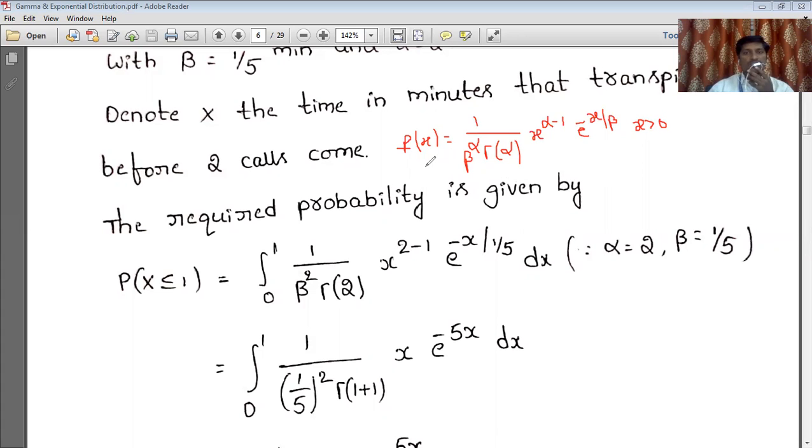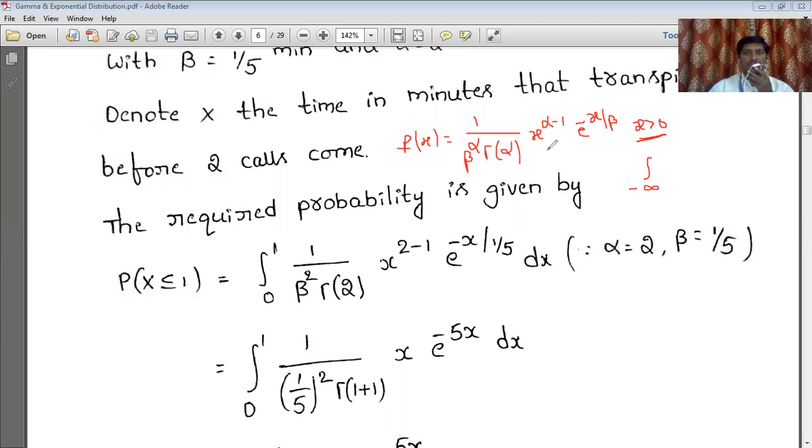Here we are calculating the probability of x less than or equal to 1. Simply we can say 0 to infinity, because this function is valid only for x greater than 0, and in the rest of the cases it is 0. Actually we would say the integral is from minus infinity to infinity.